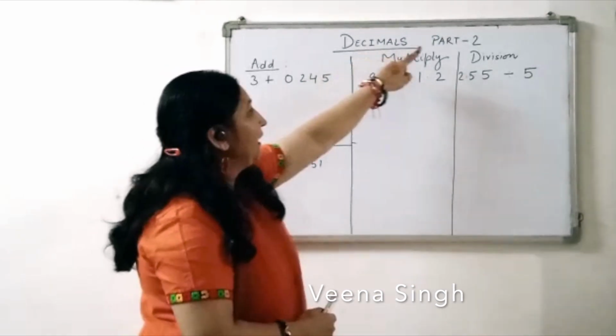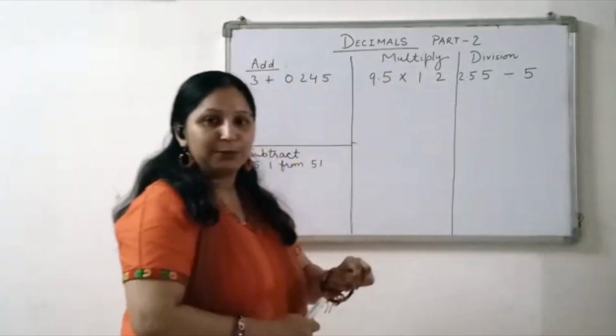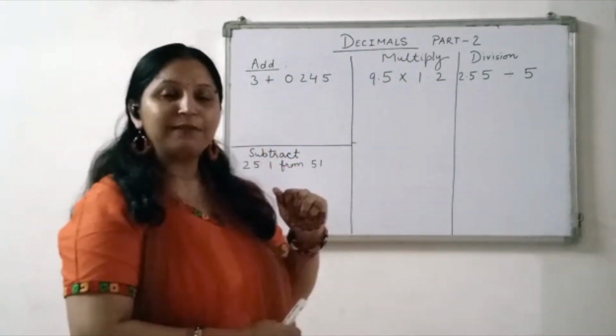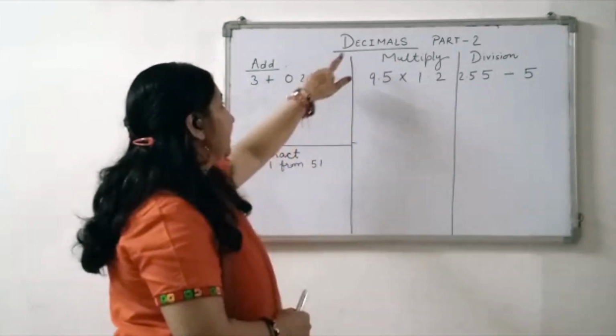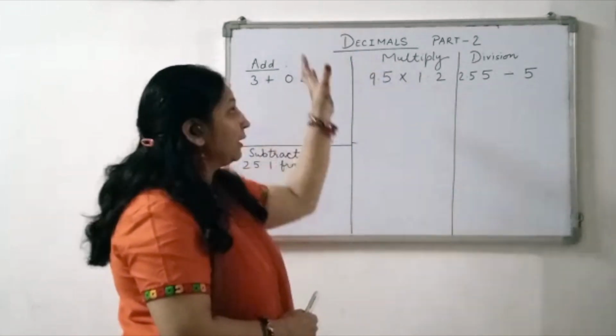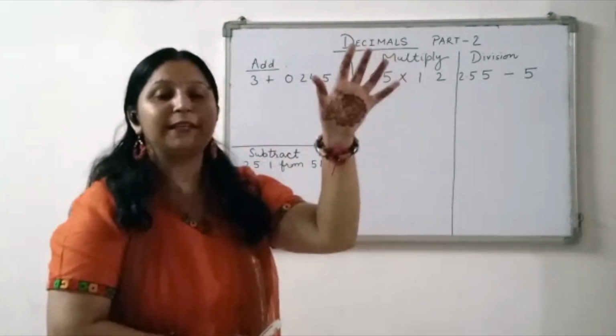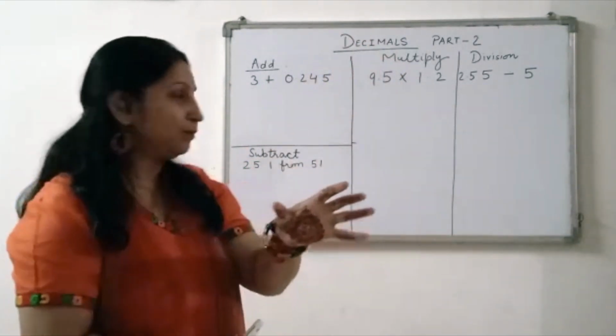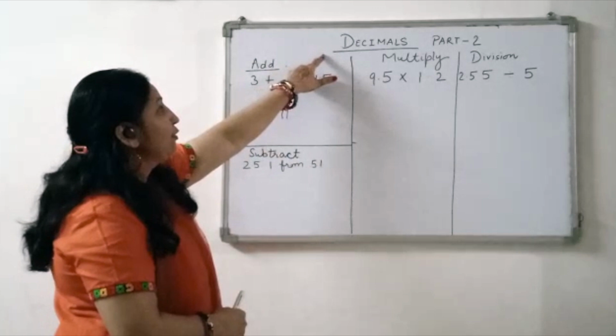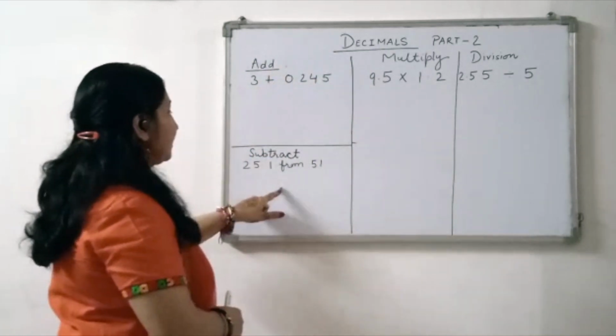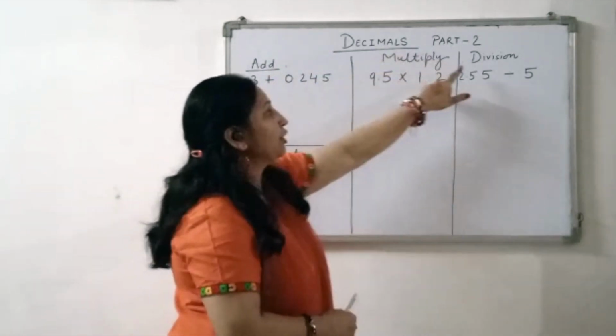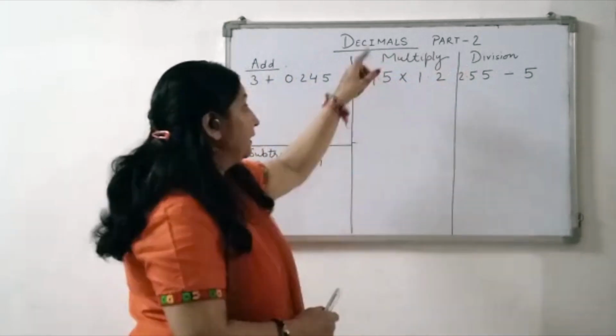Decimals. And here we are going to talk about part 2. Do you remember in part 1 we have already talked about the basics of decimals, what the place values are for different decimal numbers? Yes. So today we are going to talk about the addition, subtraction, multiplication and division of decimals.